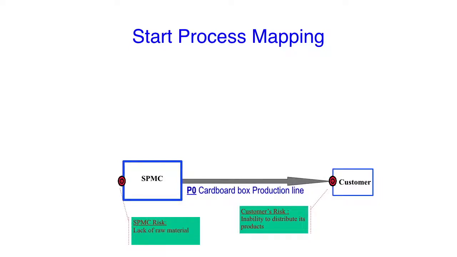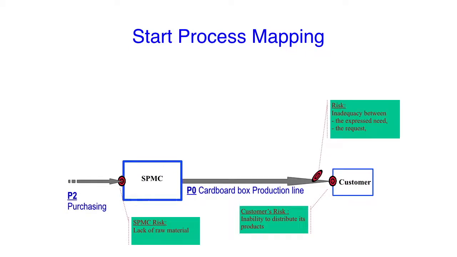The second question is to look at the inputs of SPMC. To produce cardboard boxes, it needs raw materials. The risk is then lack of raw material. So we create a second process we name purchasing. Next, we look for risk on the main process. The first risk is that the delivery does not satisfy the customer's needs. We name the risk inadequacy between the expressed need and the request. To address this risk, we create the process customer needs validation.